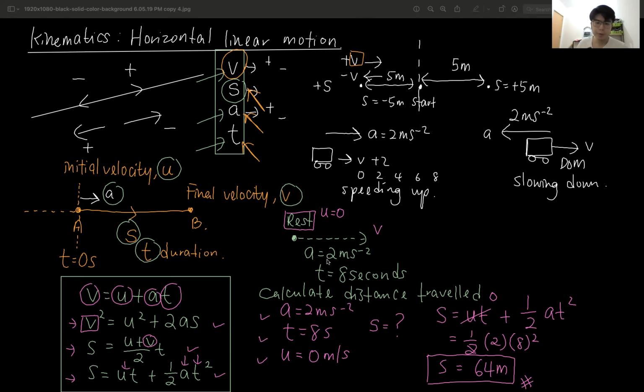So with this acceleration, in 8 seconds, how far can it go? 64 meters. That is the distance or displacement traveled. Now, let's say part B wants you to find the final velocity. Calculate the final velocity. Again, we write down what we know. Acceleration, 2 meters per second squared. Time, 8 seconds. U is 0 meters per second.